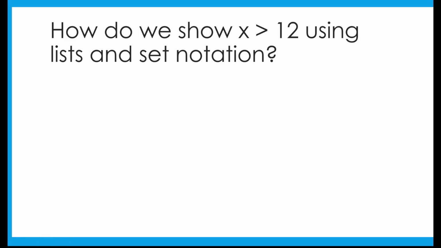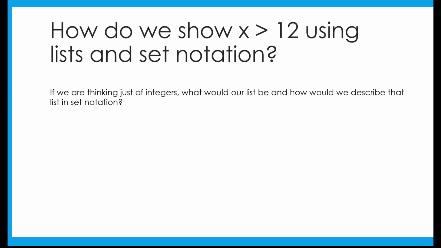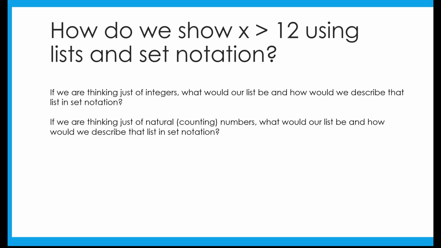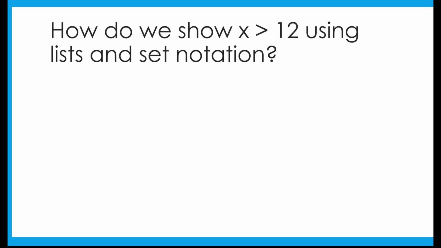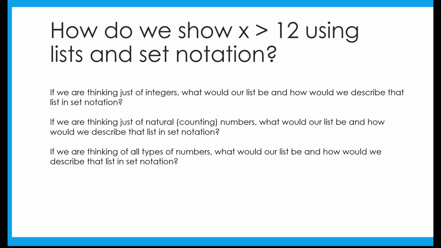So how do we show x is greater than 12 using lists and set notation? If we're thinking just of integers, what would our list be and how would we describe it? If we're thinking of natural counting numbers, what would our list be and how would we describe it? What about all numbers? What would our list be and how would we describe it in set notation? So this is two different things. The first thing is a list and the second thing is the description of it in set notation. See if you can try it before I show you the answers. So go back here, try this on your own and see if you can figure out each one now. Pause the video.